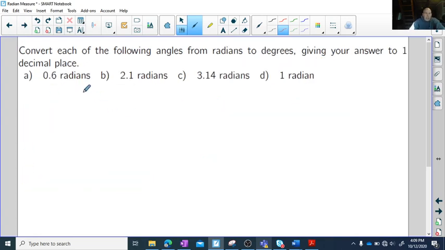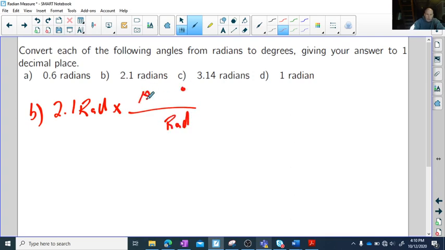Next examples are when you're in radians without the pi. So let's pick B. If I had 2.1 radians, and I wanted to convert that to degrees, again, use your conversion factor. I'm in radians, I want to get out of radians and end up in degrees. Well, I know there's 180 degrees in pi radians. So now I simply multiply, and it wants one decimal place. So 2.1, multiply by 180, and then divide by pi. So 2.1, multiply that by 180, and then divide that by pi. 120.3 degrees.